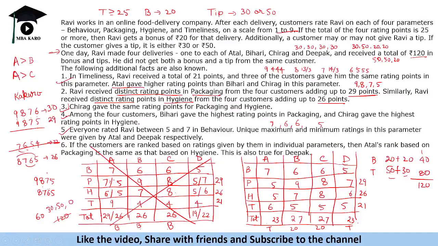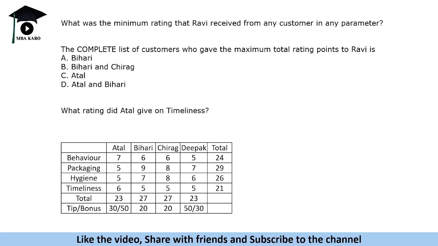This set came with 6 questions. If someone had managed to solve the previous two plus this set, they could have easily got 99.5 plus. All right, let's see the questions. What was the minimum rating that Ravi received from any customer in any parameter? The minimum rating is 5. This was a theta question, so one could have gone with a guess, filling in 4 or 5 randomly, and if you were lucky, you would have got 3 points for this.